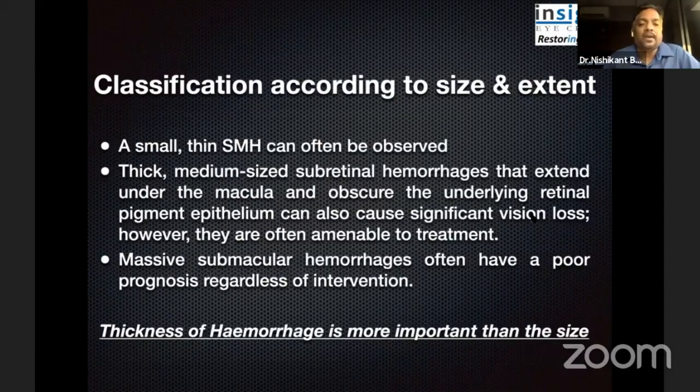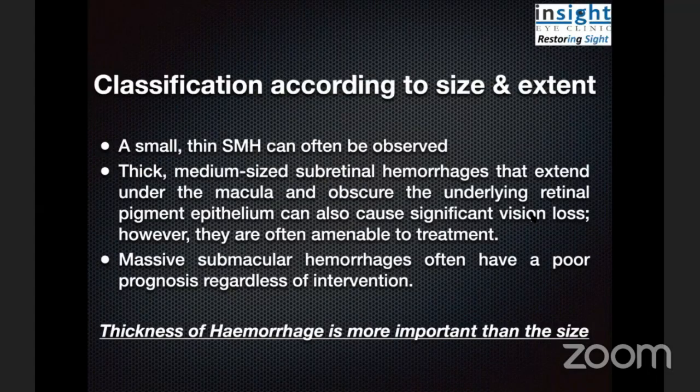Now, how do we classify it? The basic thing we have to understand is that the thickness of the hemorrhage is more important than the size that we see as disc diameters. Because you can have a very small bleed, just about half a disc diameter at the fovea, which is very thick, which can damage the fovea more than a 3 or 4 disc diameter hemorrhage, which can actually be a very thin submacular hemorrhage, and that can be observed. It really does not need any active treatment because it may not damage the photoreceptors as much as a thick submacular hemorrhage.